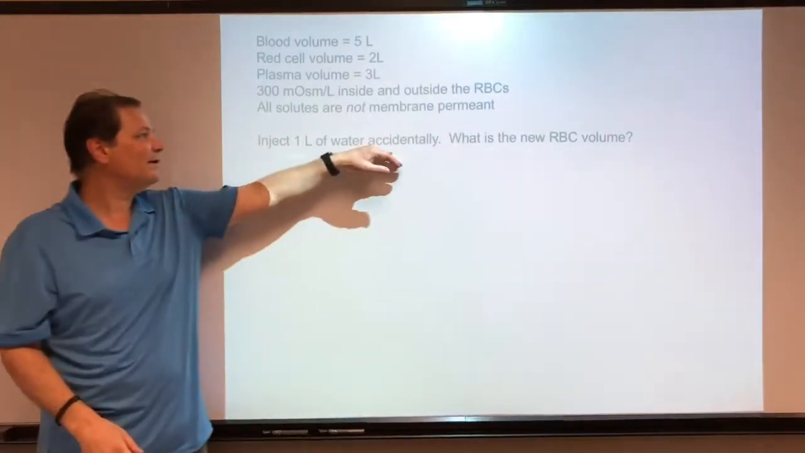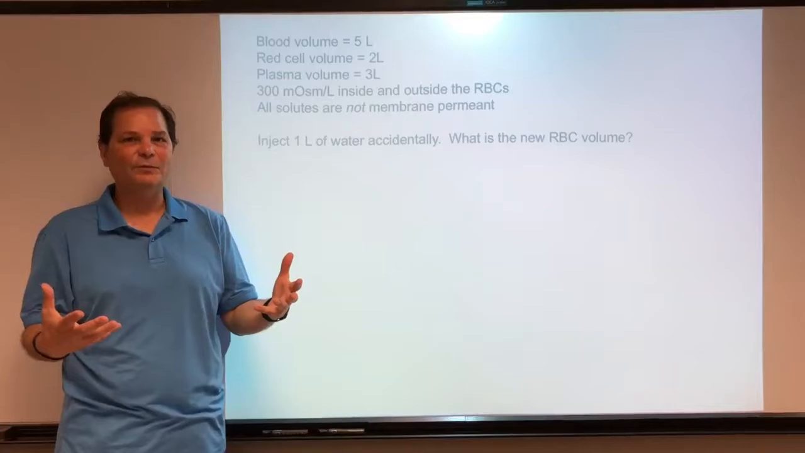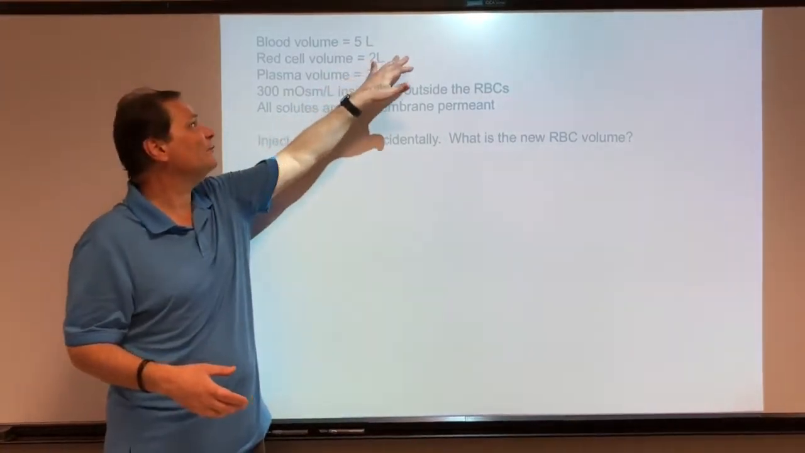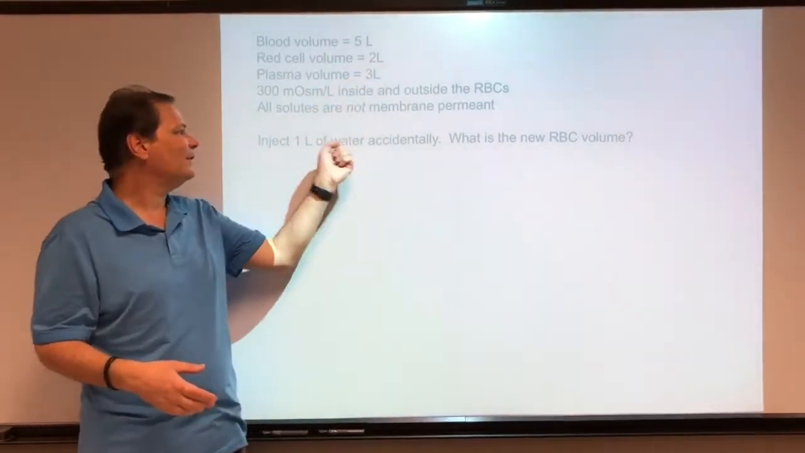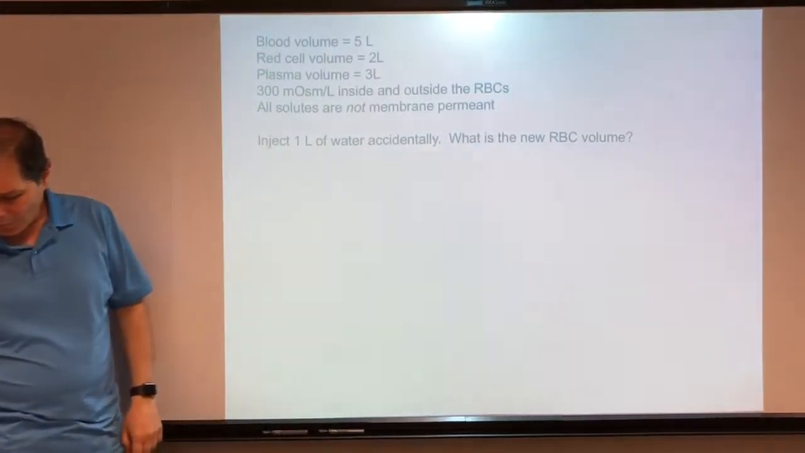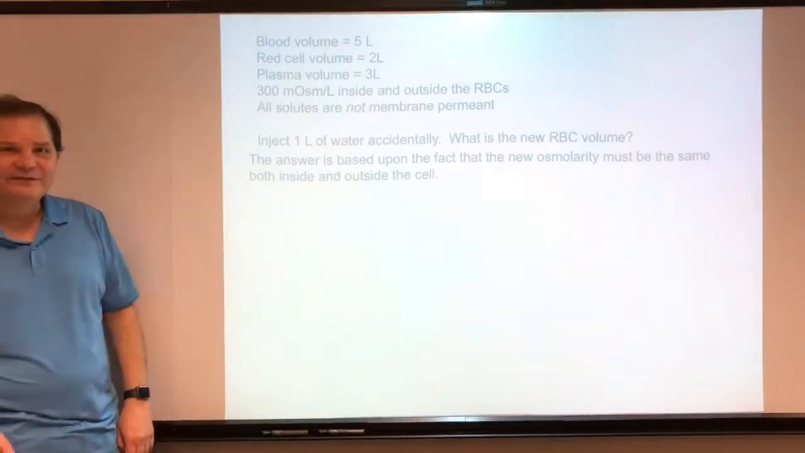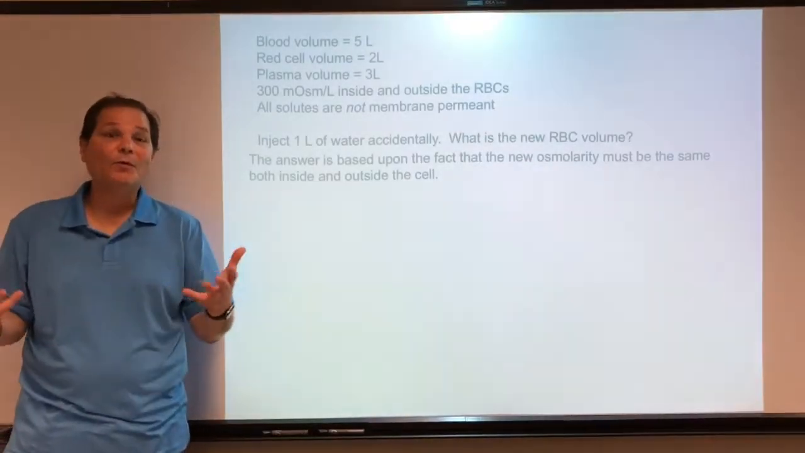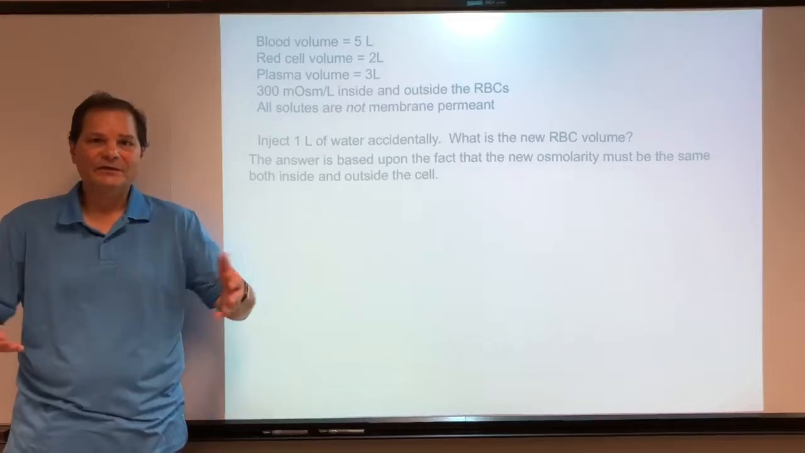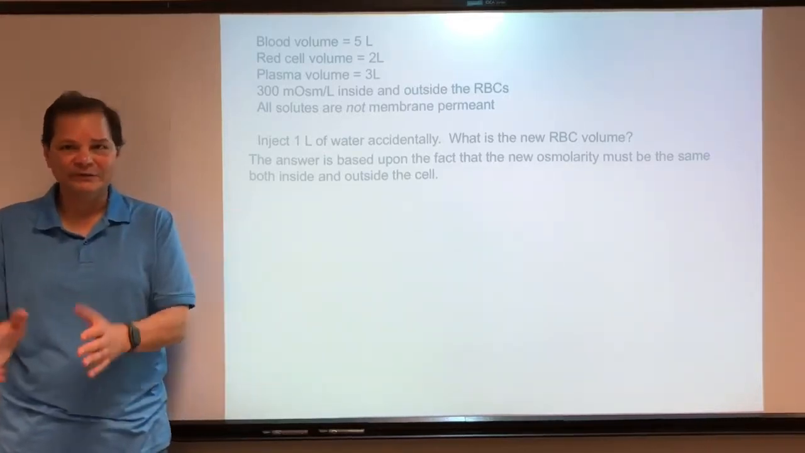Okay, if I put 1 liter of water into your bloodstream, so I have 5 liters of total blood, 2 liters of that is red blood cell volume. I add a liter of water, what's the new red blood cell volume? Well, in order to do this, the key is to find out what the new total osmolarity is going to be, and that's going to tell you what the new osmolarity inside and outside the cells is.